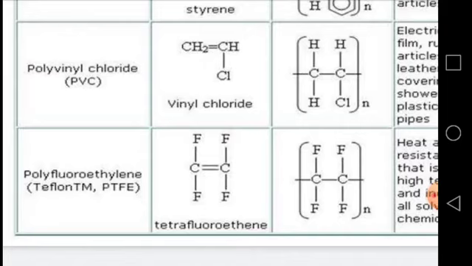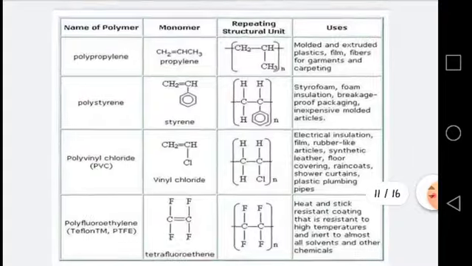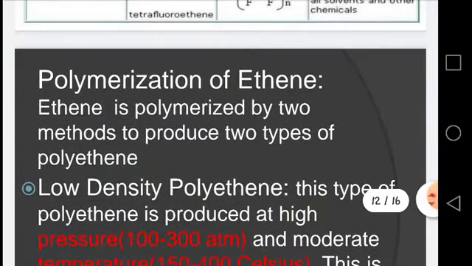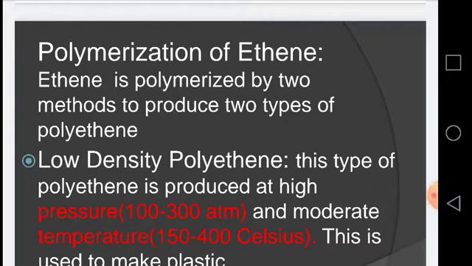Polytetrafluoroethylene, this is another polymer, and the monomer is tetrafluoroethene. This is the repeating unit, and these are the uses: heat and stick resistant coating that is resistant to high temperatures and inert to almost all solvents and other chemicals. So these are a few polymers and their uses. Now we are moving towards polymerization of ethene. Ethene is polymerized by two methods to produce two types of polyethylene. There are two ways to polymerize ethene.